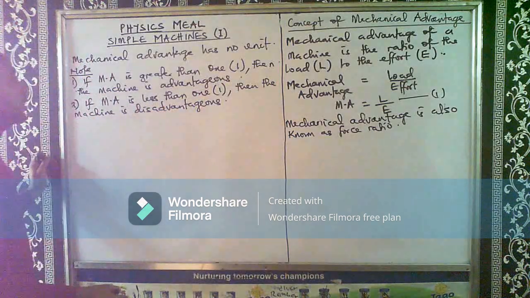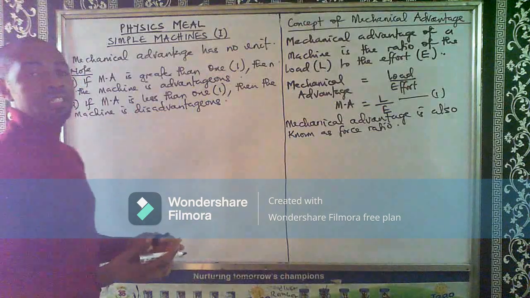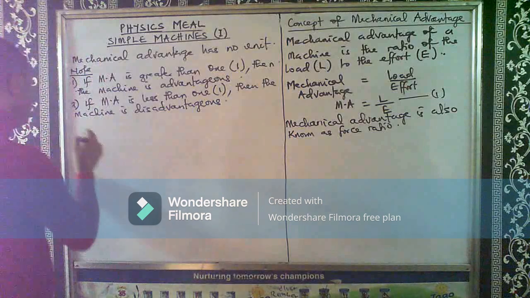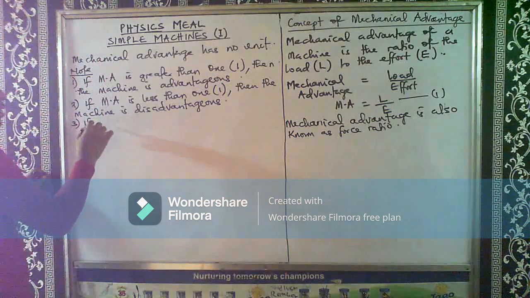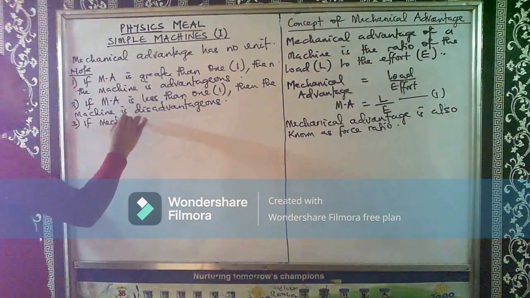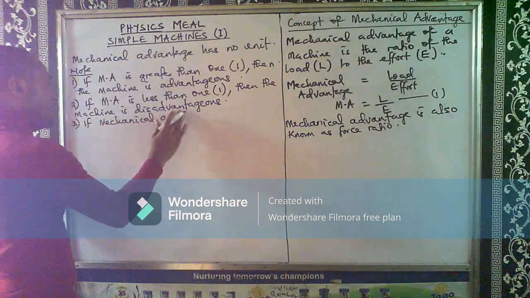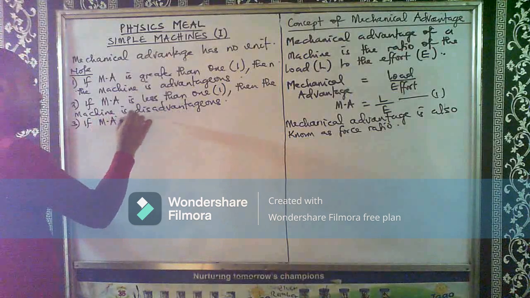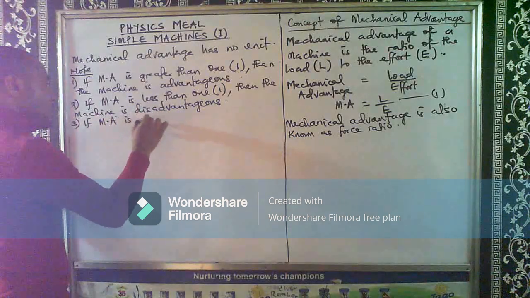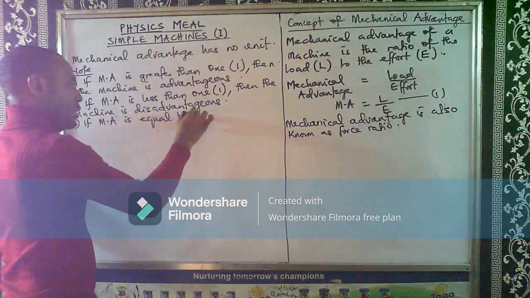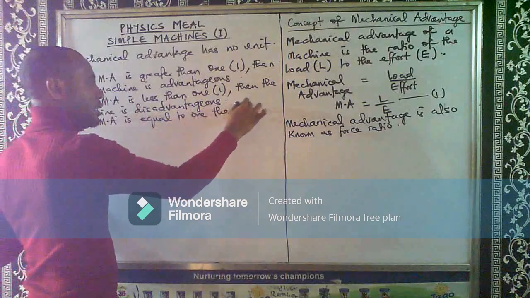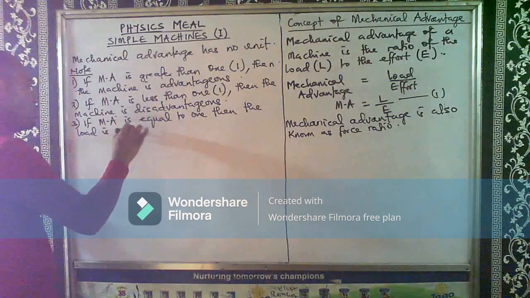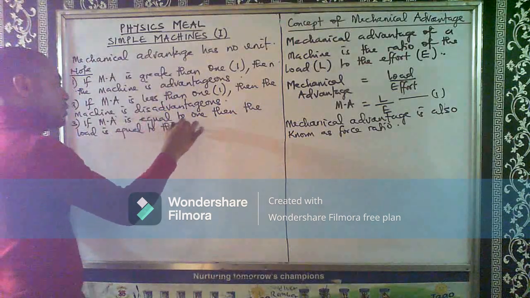It's disadvantageous. Now, if mechanical advantage is equal to 1, then the load is equal to the what? Effort. So if mechanical advantage, let's still write it in short form. If MA is equal to 1, then the load is equal to the effort.